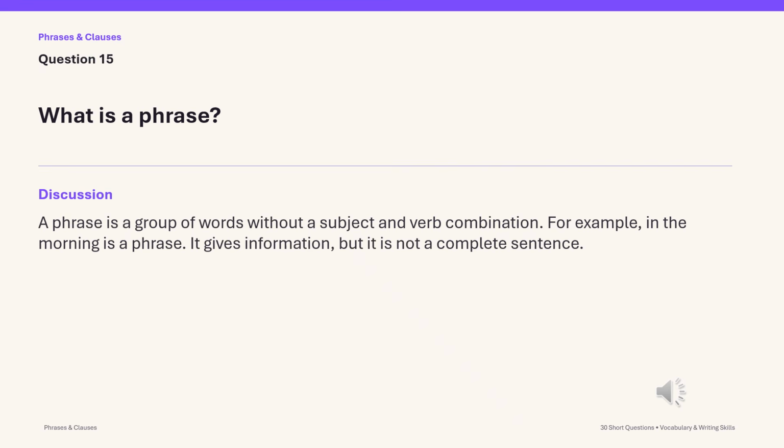What is a phrase? A phrase is a group of words that gives some meaning but does not have a complete subject-verb combination. For example, in the morning. So it gives information about the time, but it is not a complete sentence. So a phrase cannot be considered a full sentence. It gives us extra information, but it does not have both the subject and the verb together. For example, the phrase in the morning.